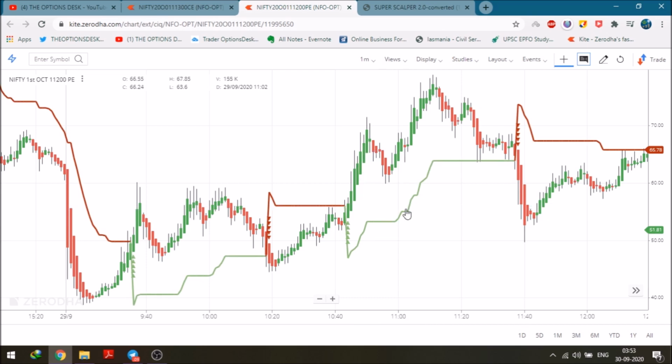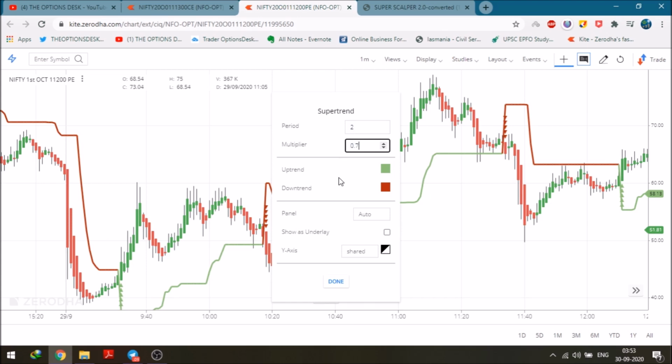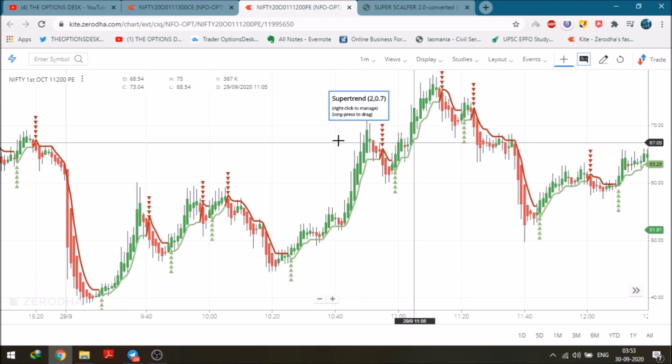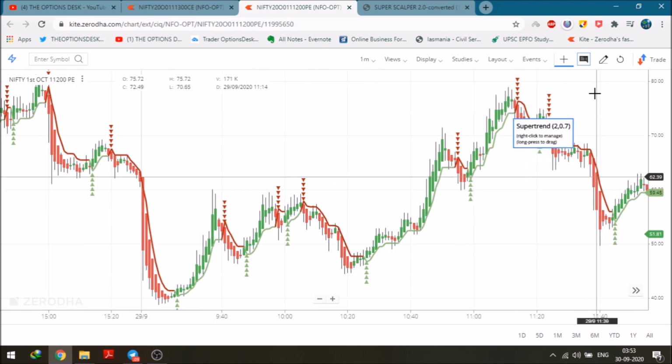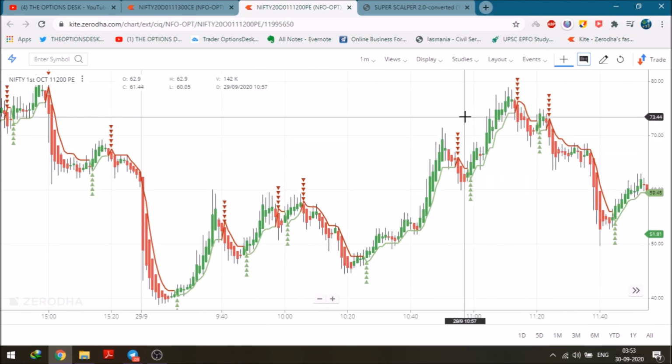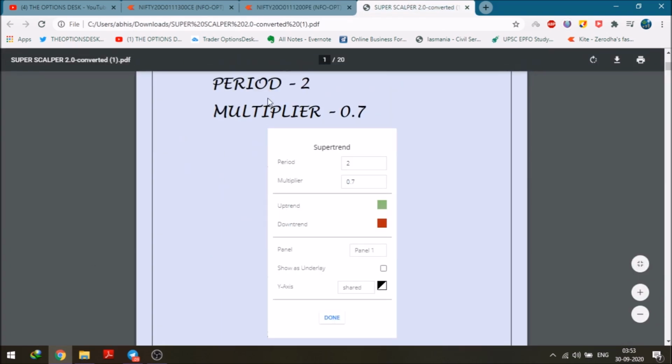It will automatically get applied at 7.3. This is useless, to be very true. Just click 2 here and multiplier 0.7. Okay. Once you have applied this, as you can see, these are the markings that have come in the super trend, and it's changing very fast. But it gives you a change when there's a change happening. Now firstly, super trend is marked, that is period 2 multiply 0.7.